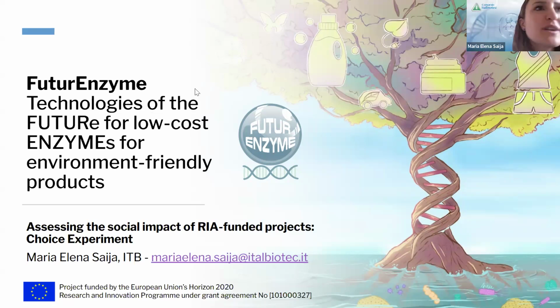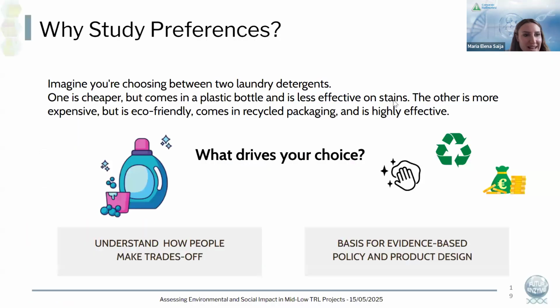Okay, thank you very much, Sarah, for the introduction. Yes, so we can change the slide. Okay, perfect. So let me start with a question. When you buy a new product, like for example a laundry detergent, what drives your decision? Is it, for example, the price, the brand, the eco-label? Is it the performance of the product?